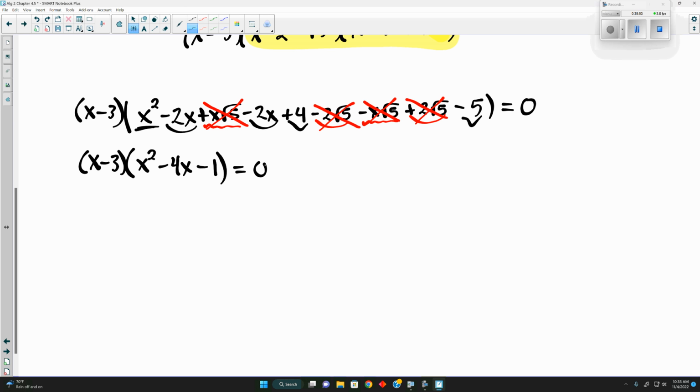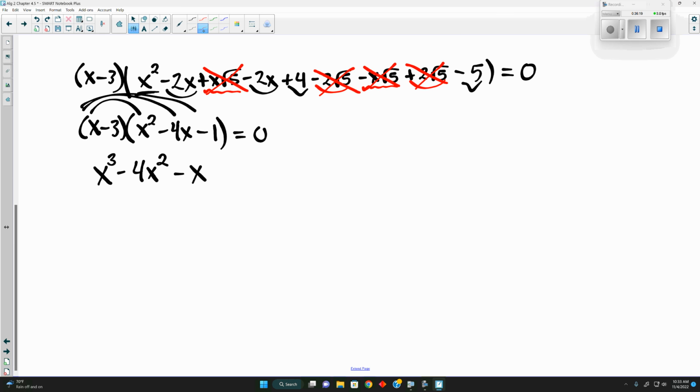So we have this here, yes? We're doing it one last time and we're done. Now with this here, I will sometimes what I call stagger step it, and it'll make sense in a minute. So we'll do x times x squared, which is x cubed. X times negative 4x is negative 4x squared, and x times negative 1 is negative 1x. Then we'll do negative 3 times x squared, yes? Which is negative 3x squared.